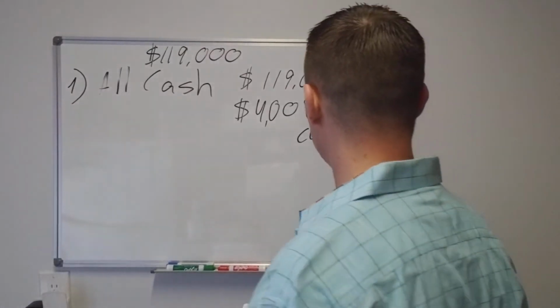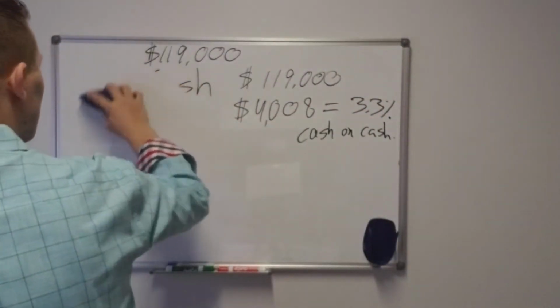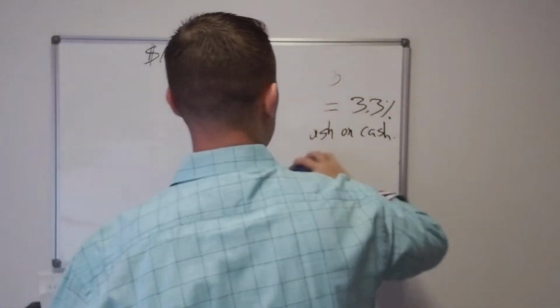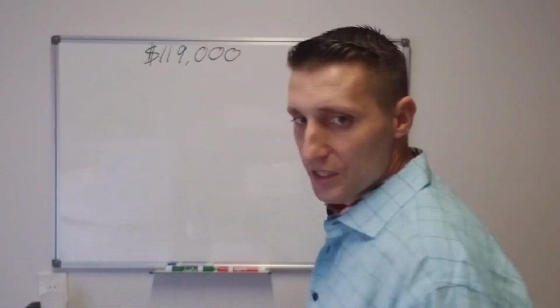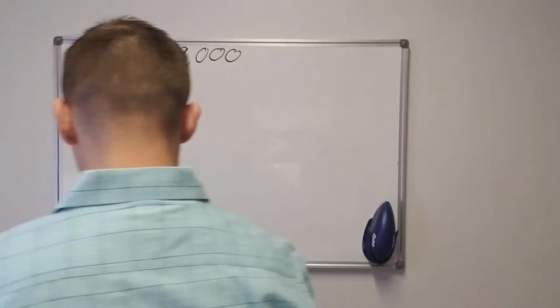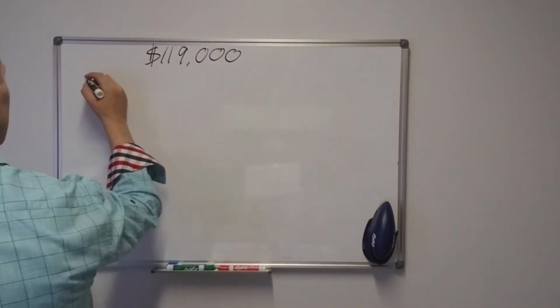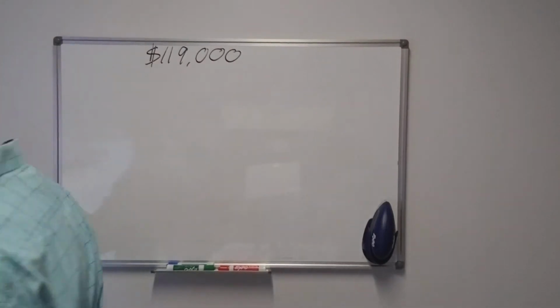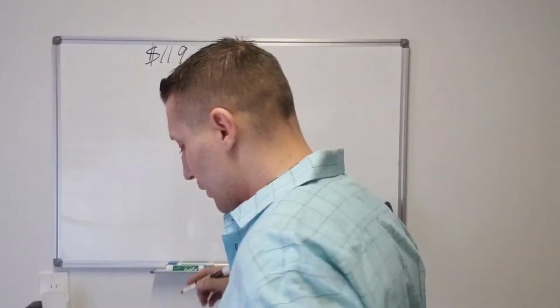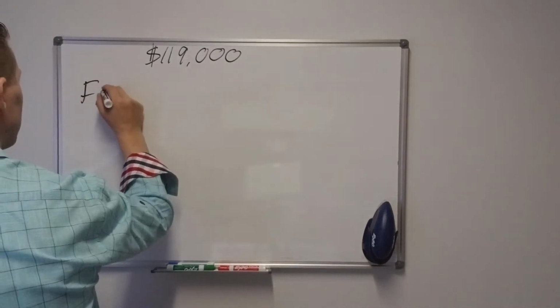So let's do scenario number 2. The first scenario was all cash. The second scenario we're going to do is if we go to a traditional bank and take out a loan. In my scenario here, we're going to do 90% financing.